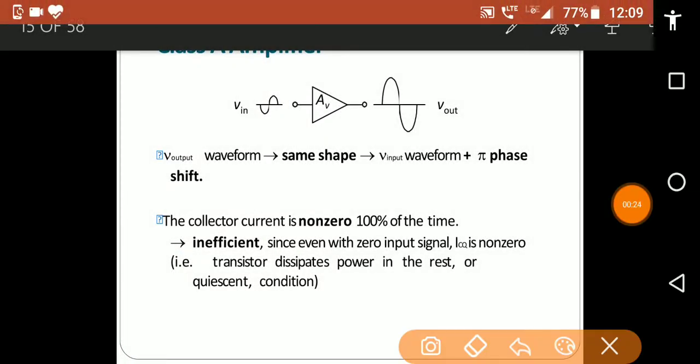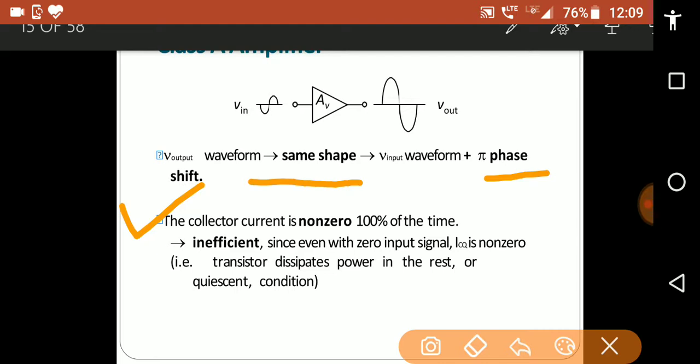So this is the class A amplifier. Here the input and output are in the same shape and the phase difference between input and output is 180 degrees. In class A amplifier the collector current is non-zero at 100% of its time, so it is inefficient because even with zero input signal, ICQ, the collector current, is non-zero and the transistor dissipates power in the quiescent condition.